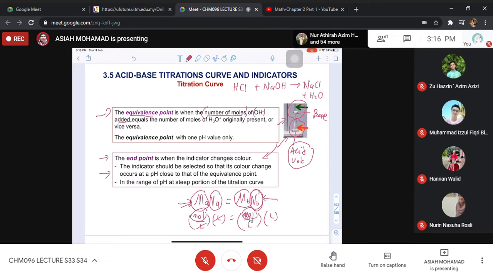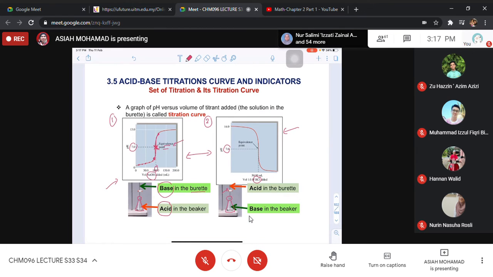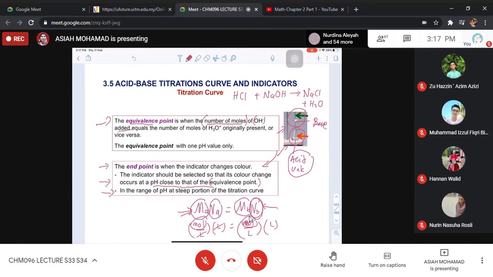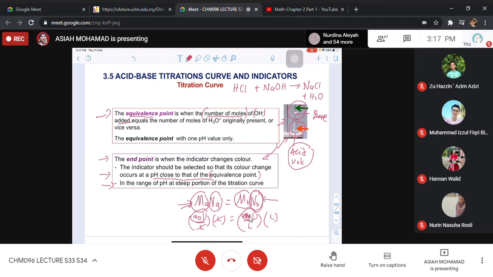So the indicator should be selected so that its color change occurs at a pH close to that of the equivalent point. Of course, there is a list of indicators. So how to choose the indicator: we choose the indicator whose pH is close to the equivalent point of our titration, in the range of pH at the steep portion of the titration curve. What does this mean? This is the titration curve. The steep portion, from this part to this part, is usually where our indicator will fall in the pH range. Later we are going to look at indicators further in that part.